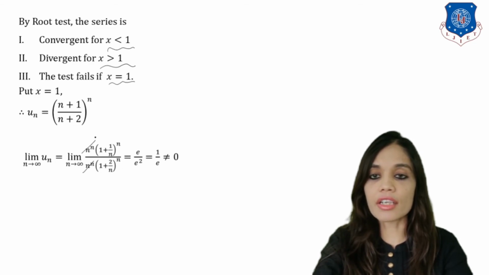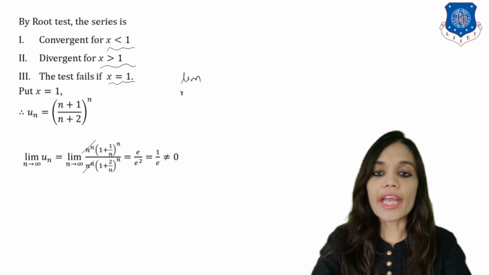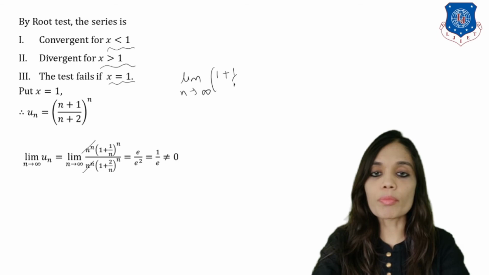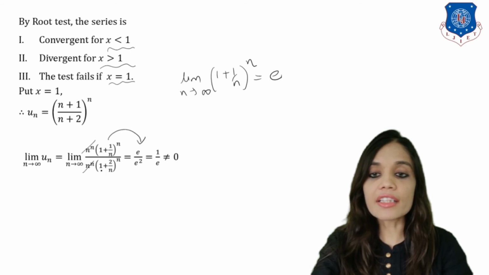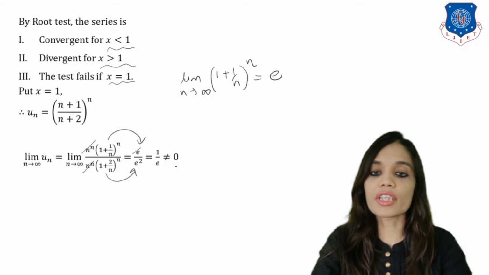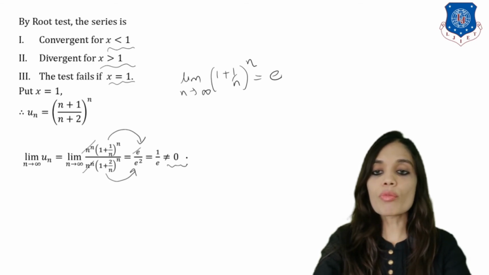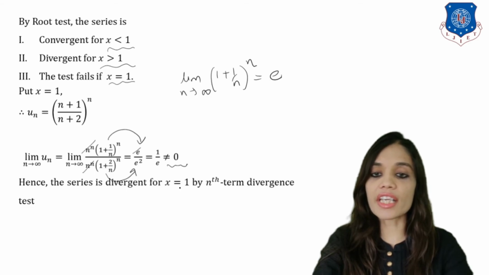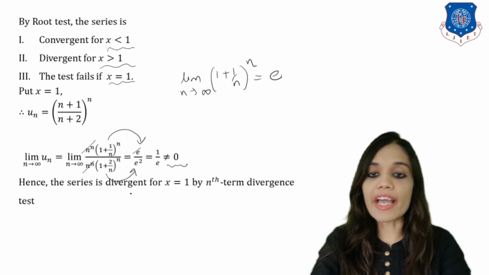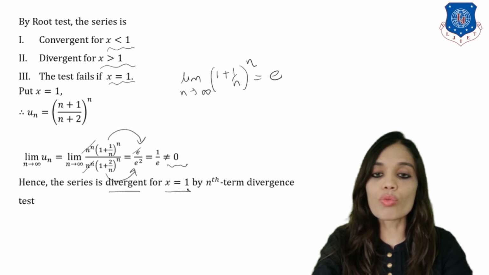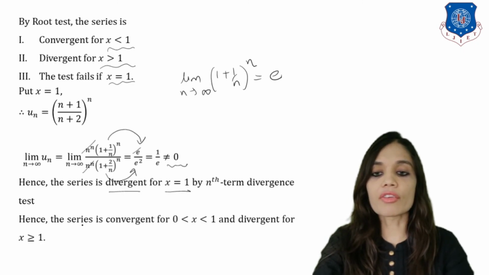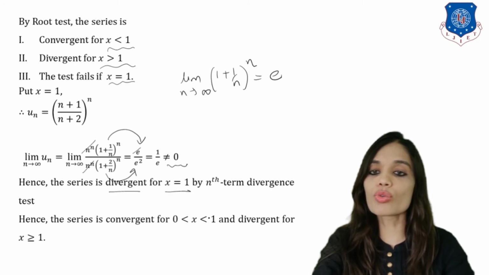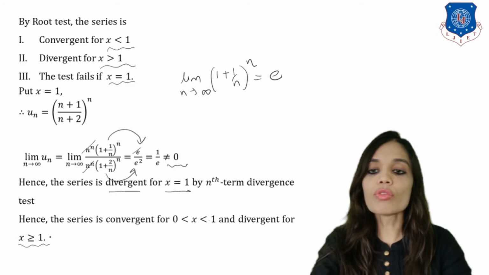Now these two will get cancelled out and we know the limit n tends to infinity (1 plus 1 upon n) whole raised to n will be equal to e. So this will go to e and this will go to e square. Now cancel e out, so you will get 1 upon e which is not equal to 0. So by nth term divergence test we can say that our given series is divergent for x equal to 1. So in all we have proved that our series is convergent in 0 to 1 and divergent for x greater than or equal to 1.